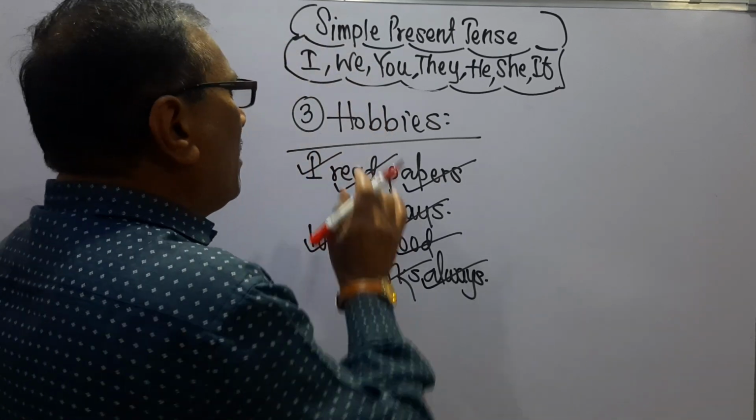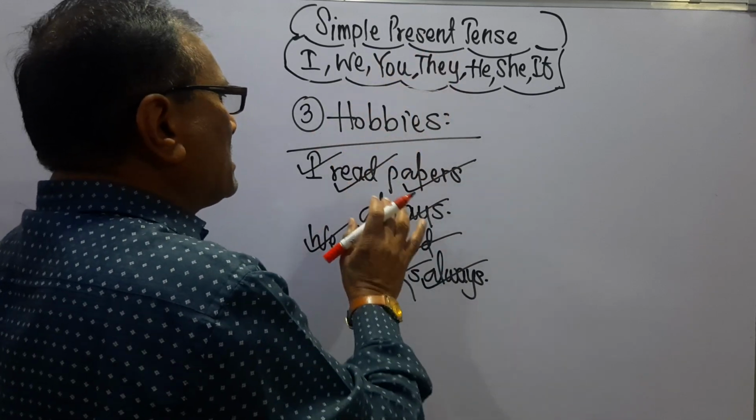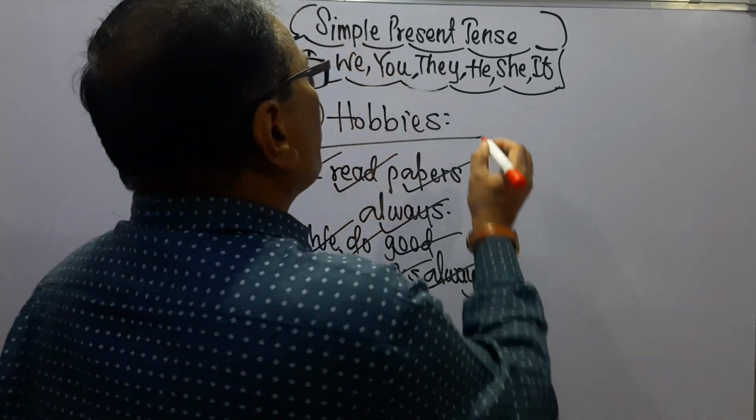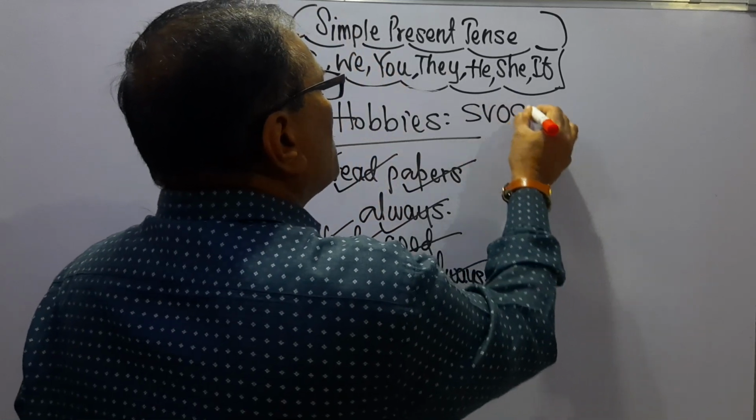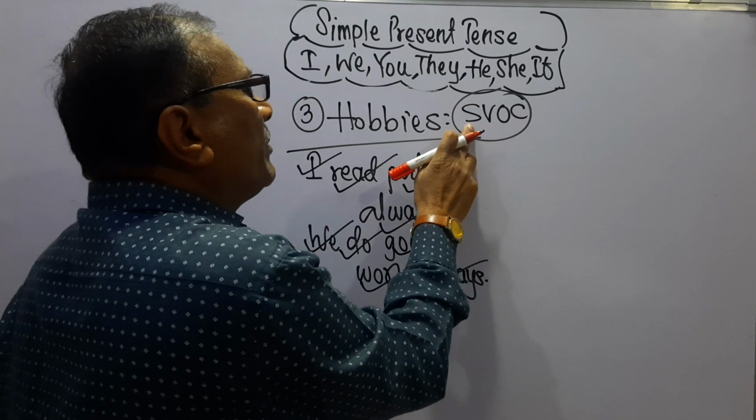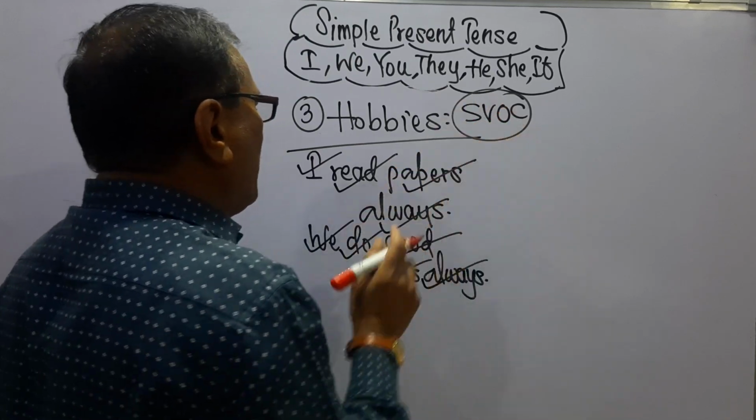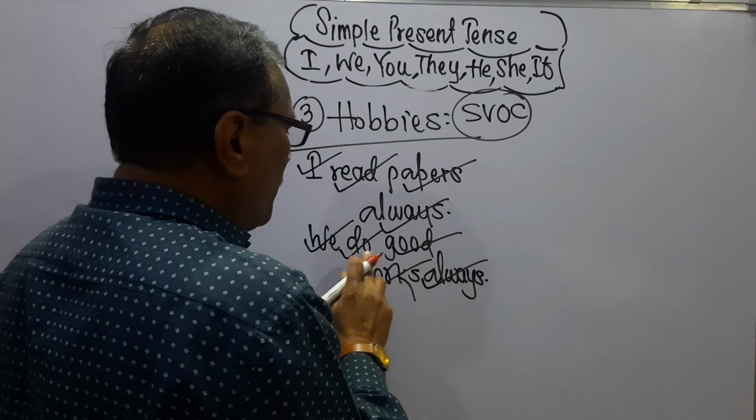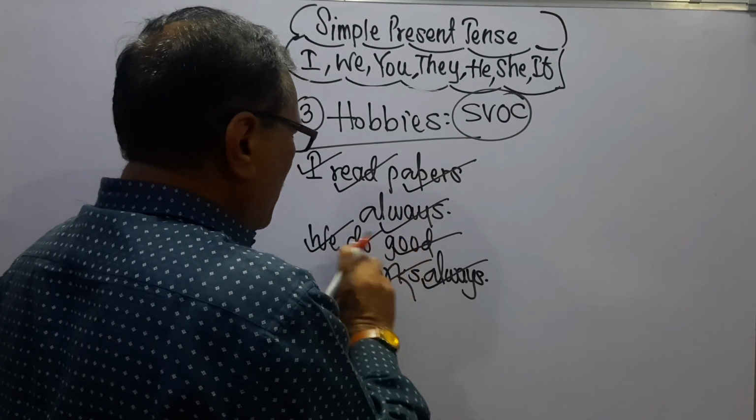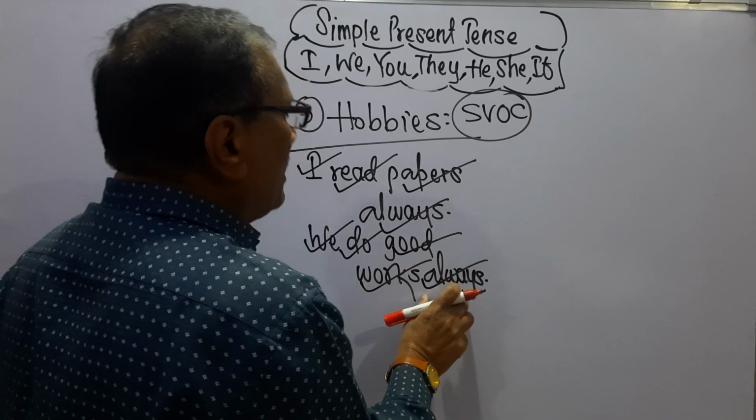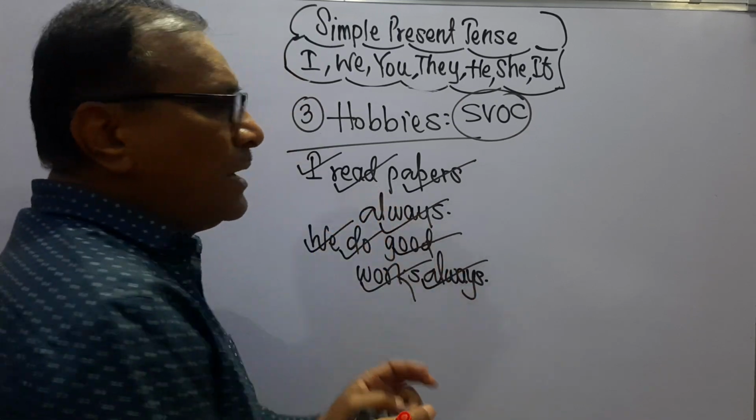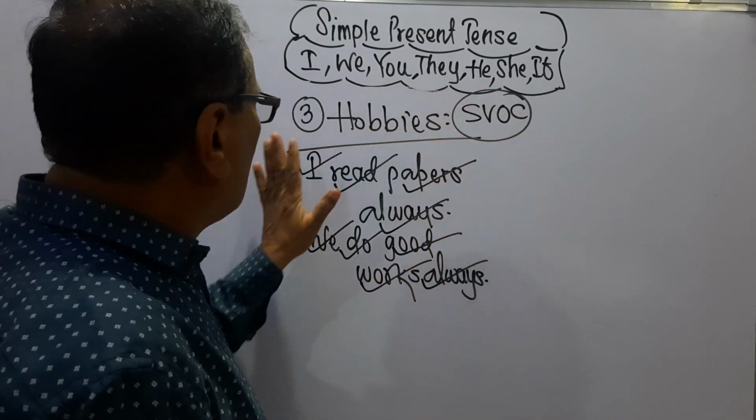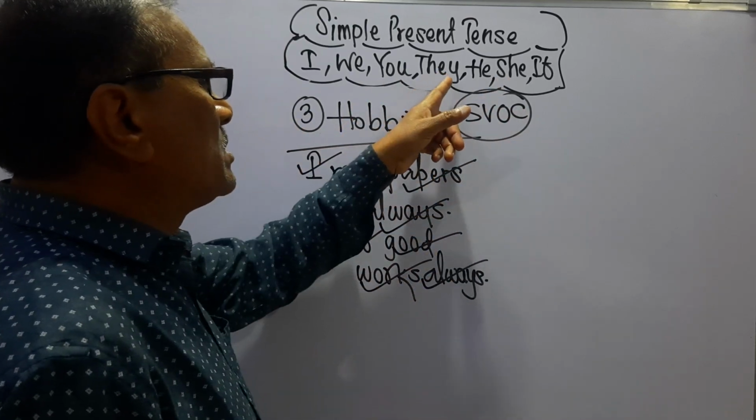So remember here, when we use the simple present tense, the SVOC pattern is used. At first we should take the subject, then the verb, then the object, then the complement. Subject, verb, object, complement. And in this way we can make many sentences with the help of these subjects.